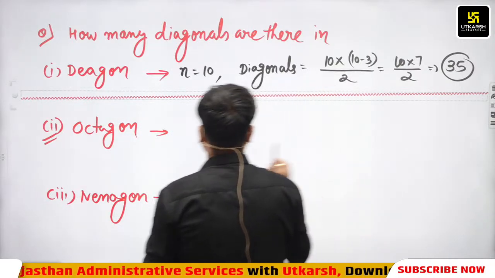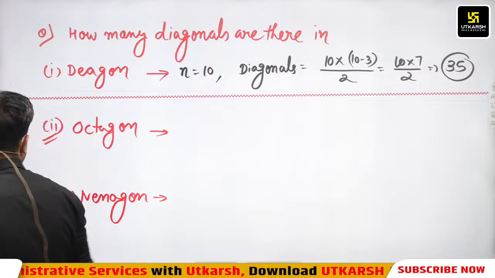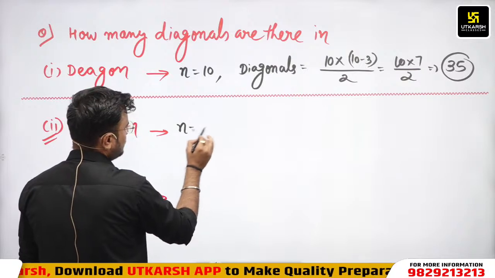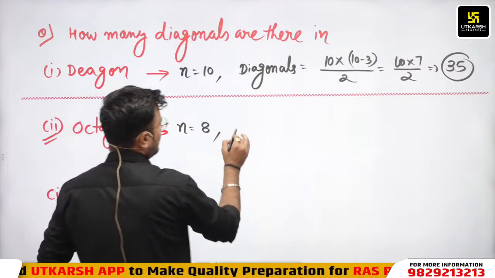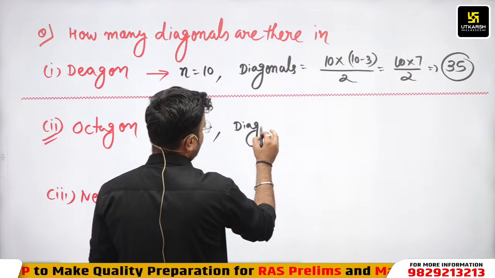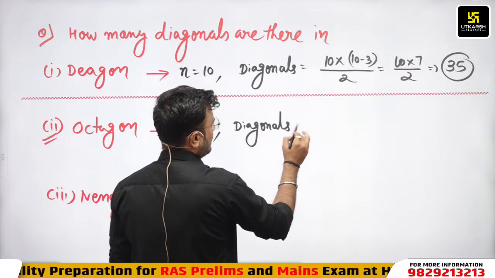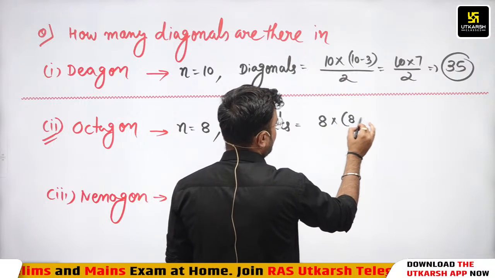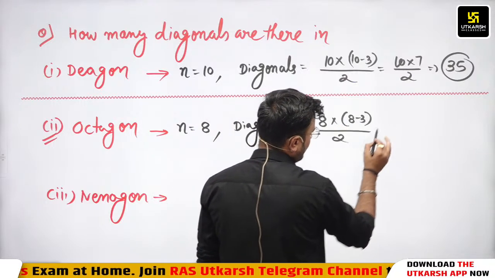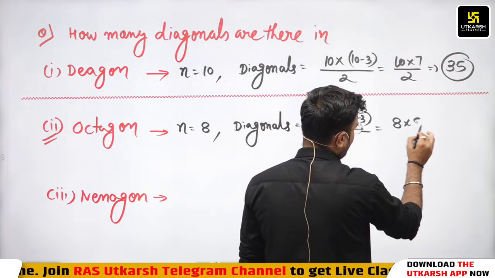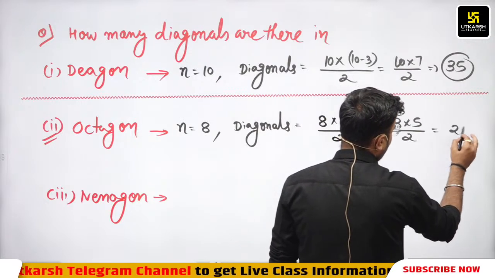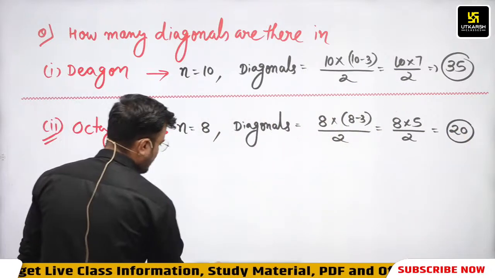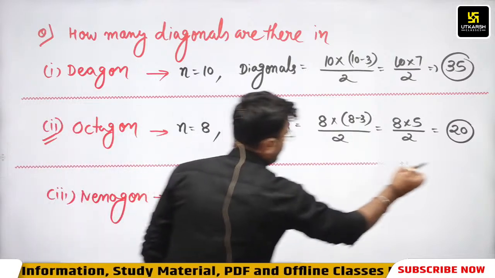Similarly, we need to count the number of diagonals in an octagon. So in an octagon, n equals 8. Number of sides are 8. So the diagonals are 8 into 8 minus 3 divided by 2. So 8 into 5 divided by 2. So that is your 20. So 20 diagonals are there in an octagon.